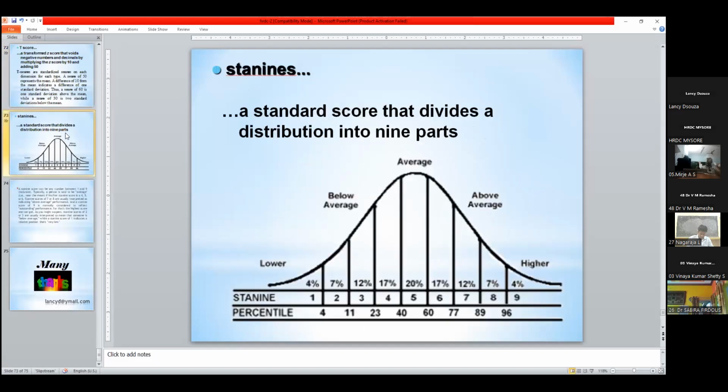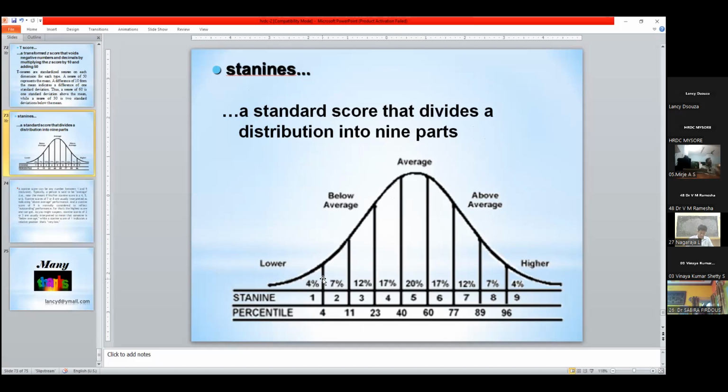Then we go for stanines and standard tens. Once we talk about standard score, it can divide a distribution into 9 parts. Then it's called standard 9. Sometimes we divide into 10, then it becomes sten score. Now you can see the picture, where the different categories are shown.